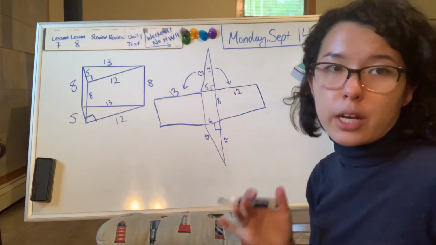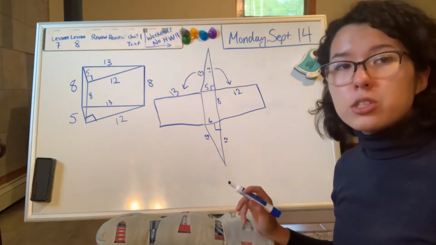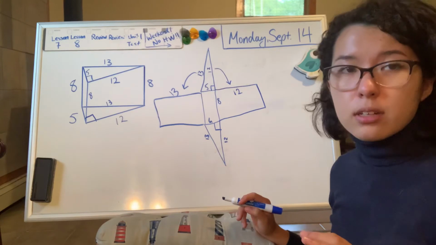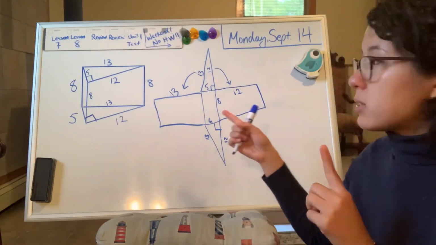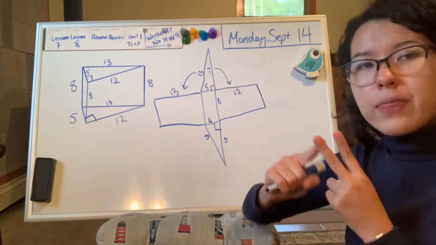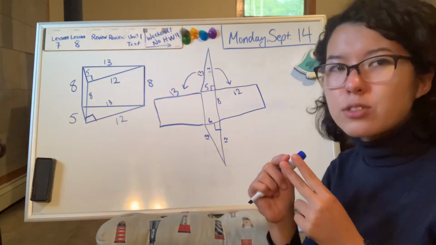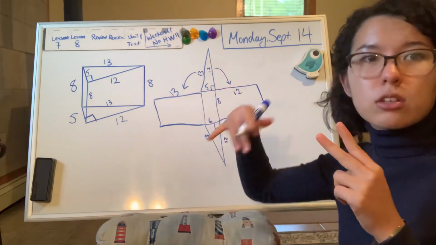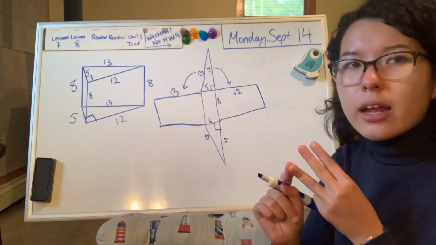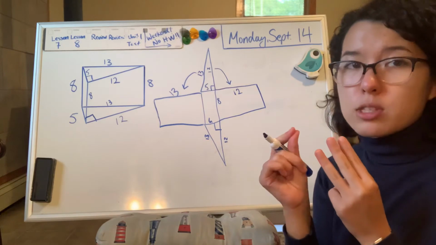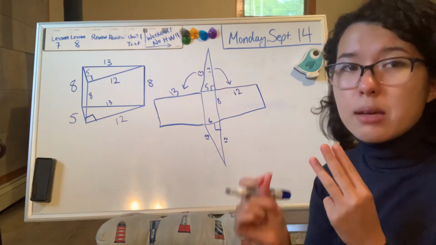Let's do a quick check. The things that I'm going to do to check that my net is correct are three things. First, I'm going to check that it has the correct number of shapes, as this has faces. Then I'm going to check that it has the right kinds of shapes, so like triangles, rectangles, squares, whatever, as the 3D shape. And thirdly, I'm going to check that each line that ends up touching once I fold it back together is the same value.